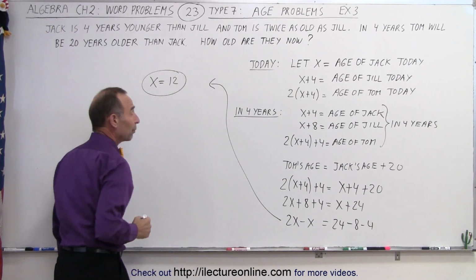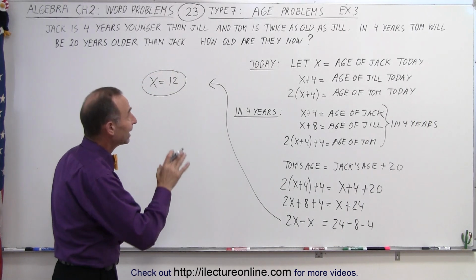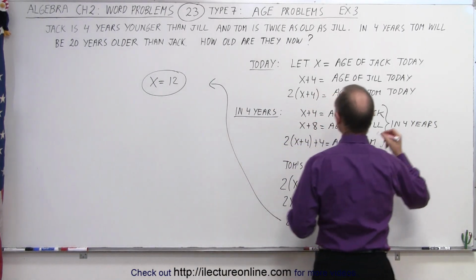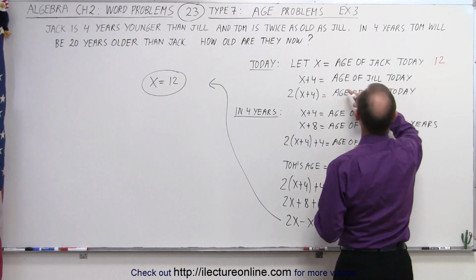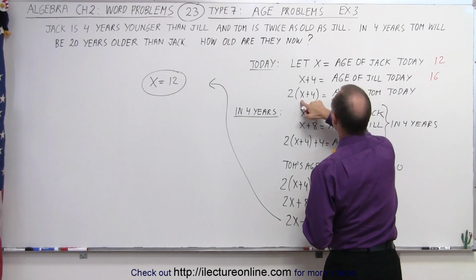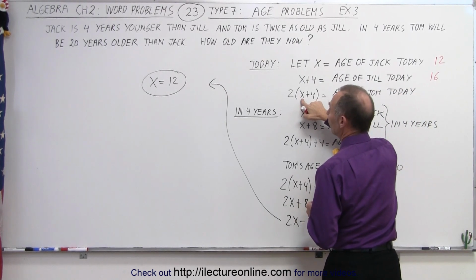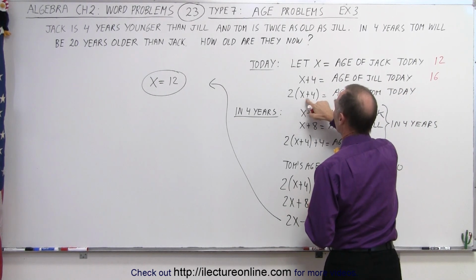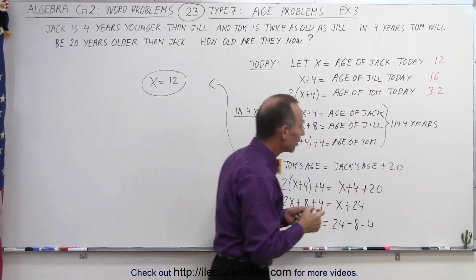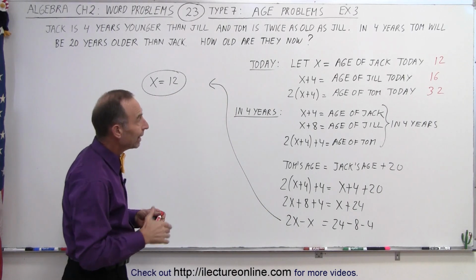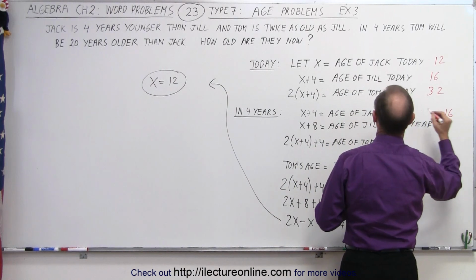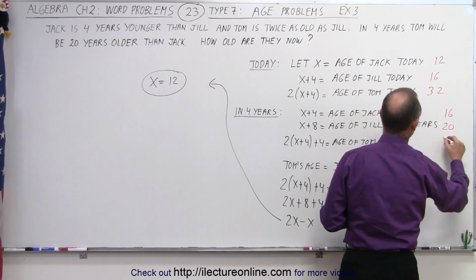So what does x equals 12 represent? Well, that represents the age of Jack today. That means today Jack is 12 years old. Jill is 4 years older, that means Jill is 16, and since x is 12 plus 4, 12 plus 4 is 16 times 2, that means Tom's age today is 32. In 4 years, Jack will be 16, Jill will be 20, and Tom will be 36.